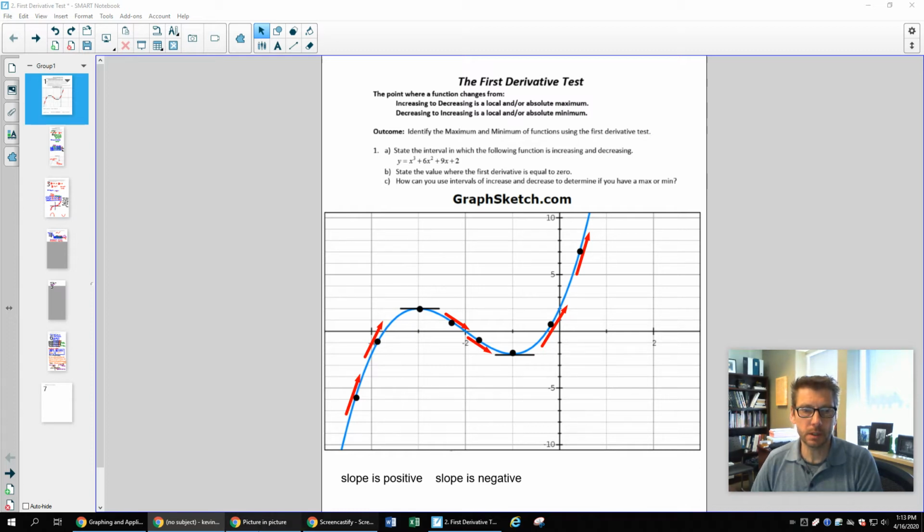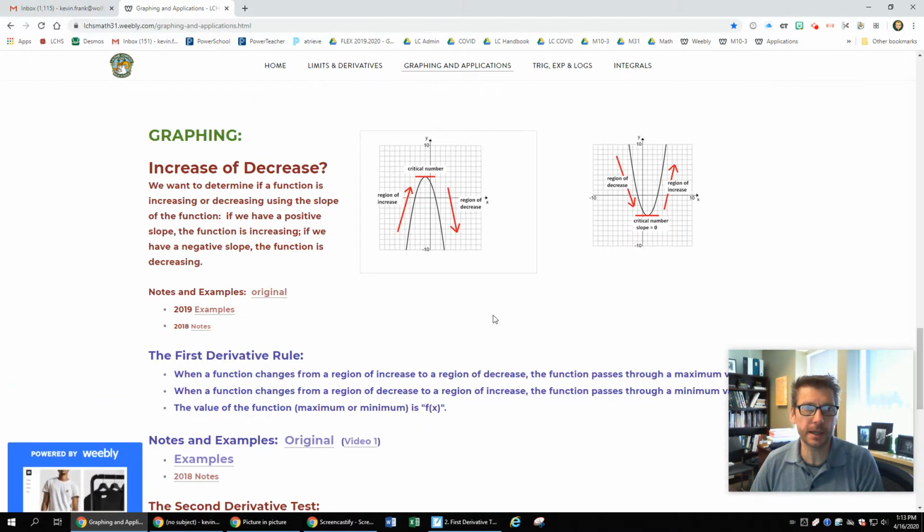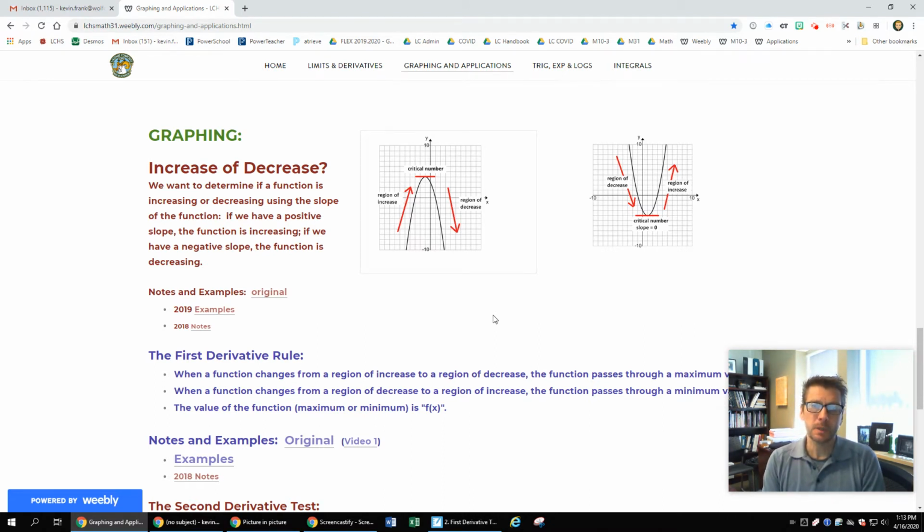Hey everyone, we are going to start off with looking at our website before we jump into the first lesson, which is the first derivative rule, because we just want to highlight a couple things that we're going to glance over and then jump right into. And it's this idea of finding critical numbers.